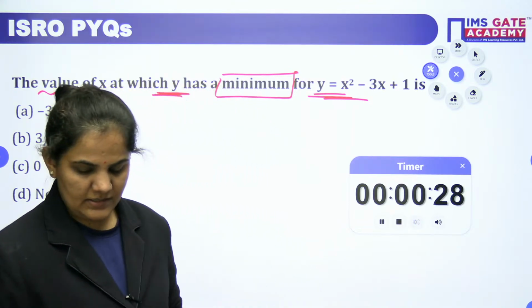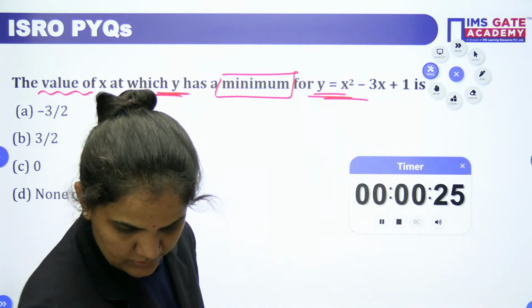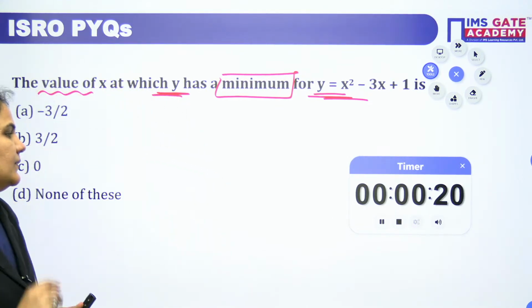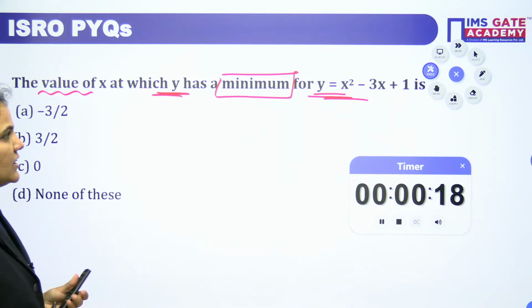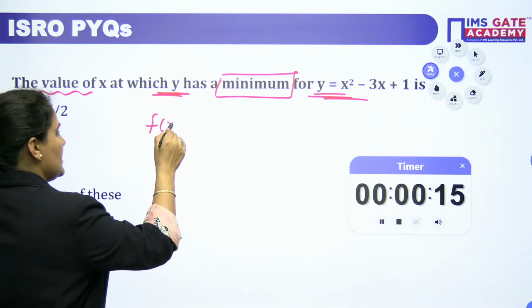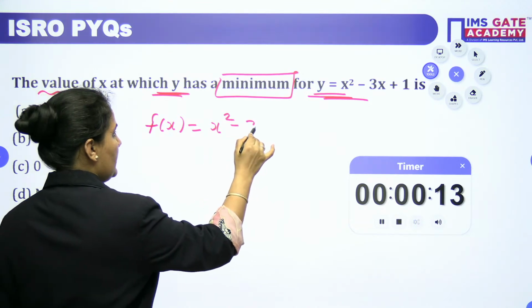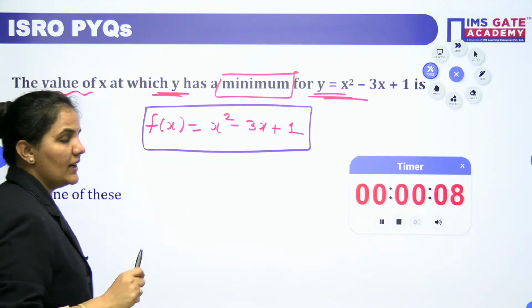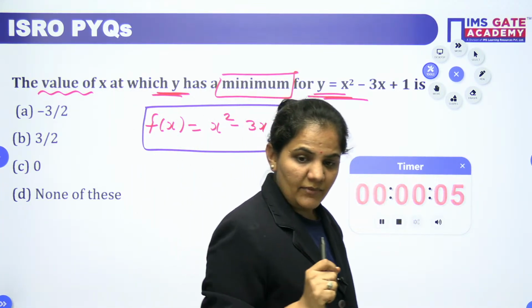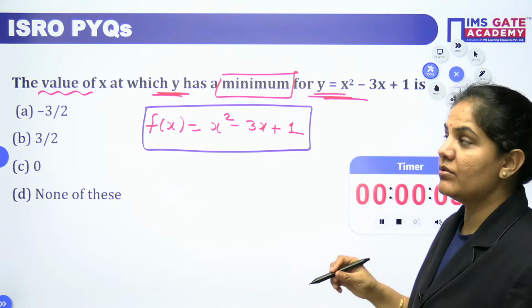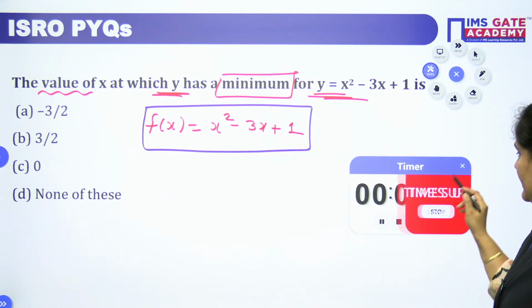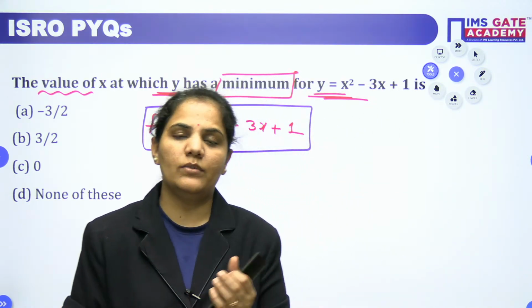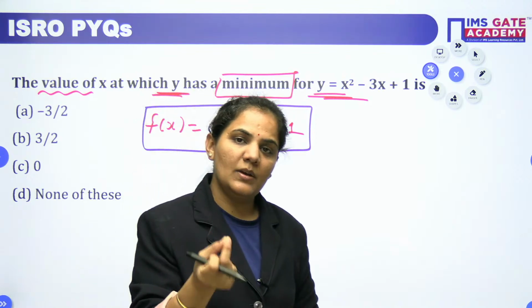Yes dear students, let's go for it. This is a very good question. The function is given to us, y means f(x) is given as x square minus 3x plus 1. We need to identify the minimum value of the function. Minimum means we need to find the first order derivative, then the double order derivative, as we don't know at which point we need to find it. So we need to find exactly the x value, the point here.